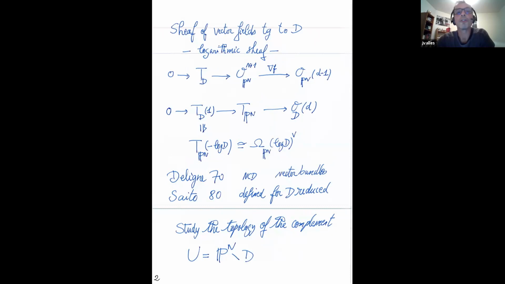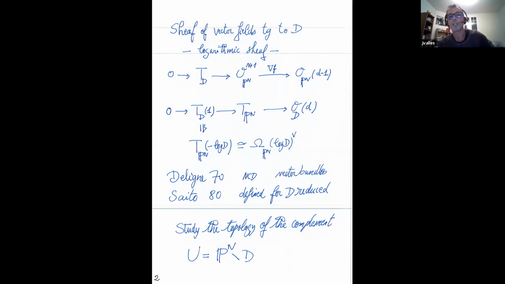So this kernel called TD is a sheaf of vector fields tangent to D, sometimes logarithmic sheaf. Well, it can have many names. In general, we find tangent inside the name or logarithmic inside the name or something like that. This TD, well, there is some shift, but it's not important here. But it corresponds, modulo a shift by 1, to the dual sheaf of the omega Pn log D, which is a sheaf of one forms with poles at most of degree 1, with logarithmic poles.